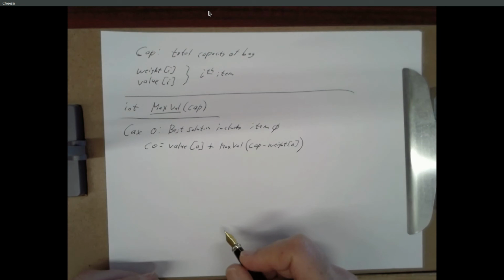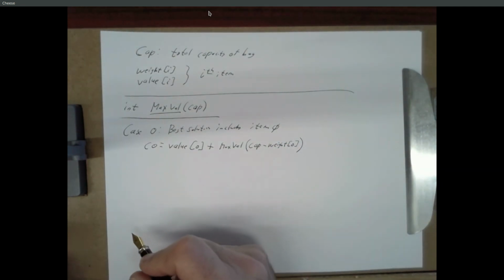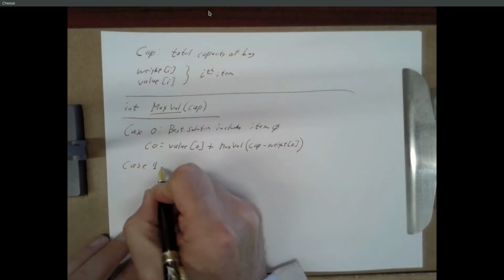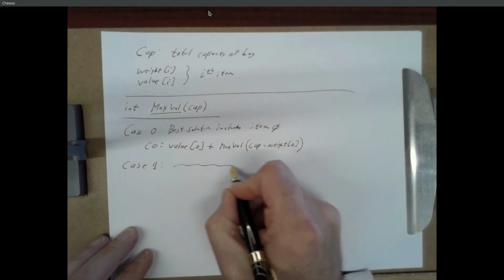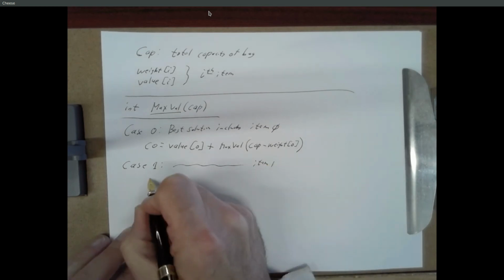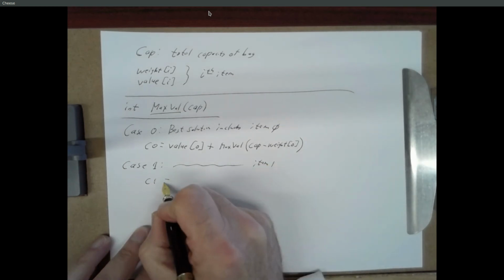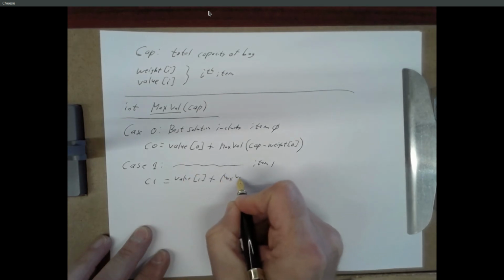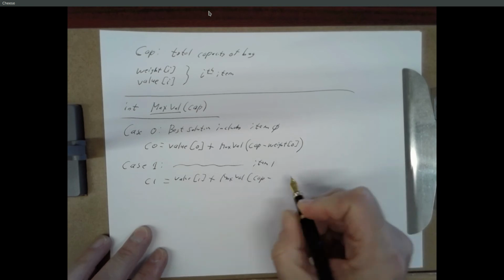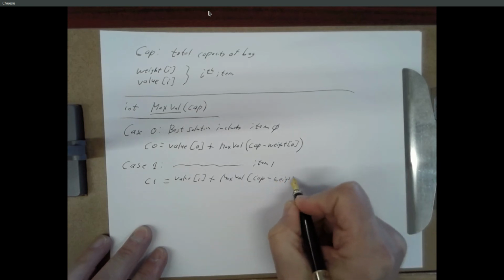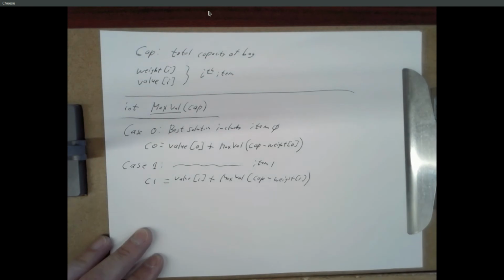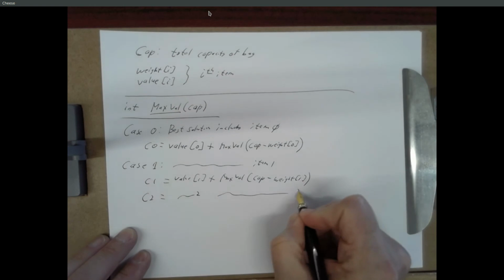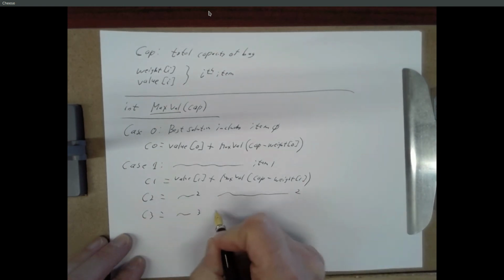But it's possible our best solution does not include any item 0s. But it's possible that it includes item 1. So best solution includes item 1. And in that case, the value that we get is the value of item 1 plus maxval of the capacity diminished by the weight of item 1. And C2 is the same thing, and C3 is the same thing.